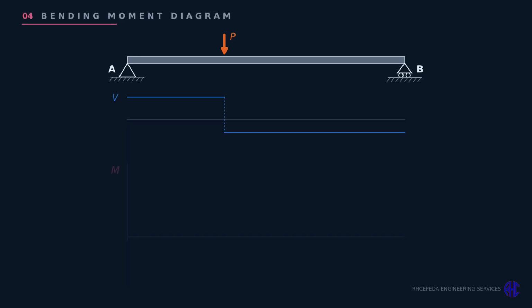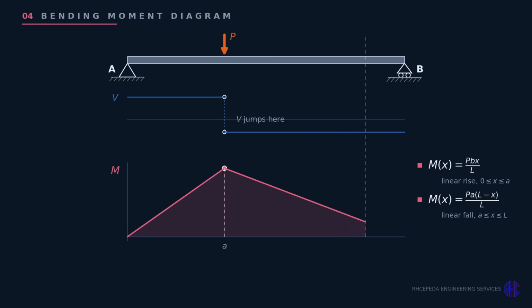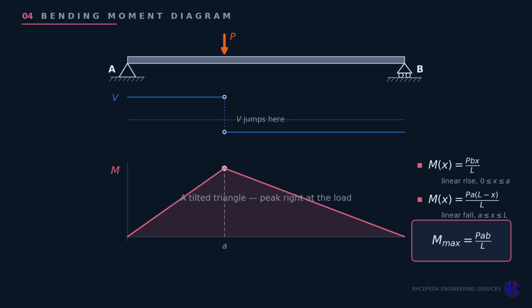The bending moment diagram is a tilted triangle. It rises from 0 at A, in a straight line, to its peak directly under the load, Mmax equals PAB over L. Then it falls straight back to 0 at B. And if you slide the load to midspan, AB over L becomes L over 4, our central formula is just this one, standing in the middle.